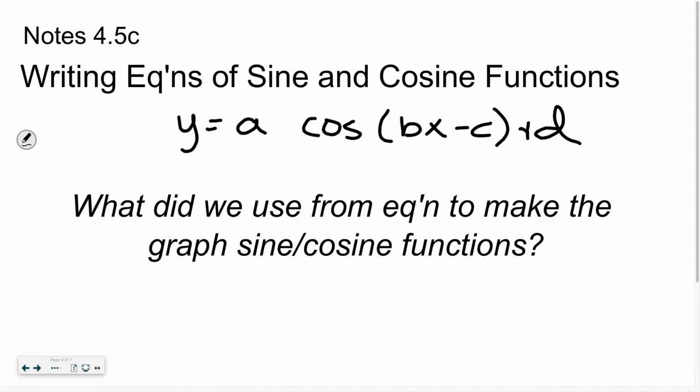So if I give you a picture and I want you to write an equation, you've essentially got to find four things. I guess maybe five if you count the shape of the graph. But you've got to find four values to plug into that equation, right? You've got to find A, which would deal with the amplitude and whether there was a reflection or not, whether it's going to be positive or negative. You'd have to find B. What can you use to find B?